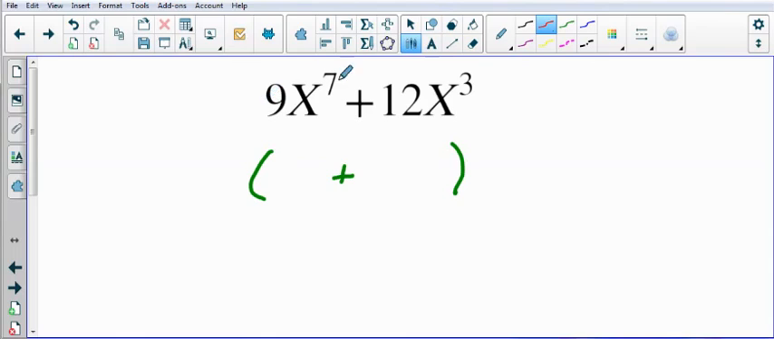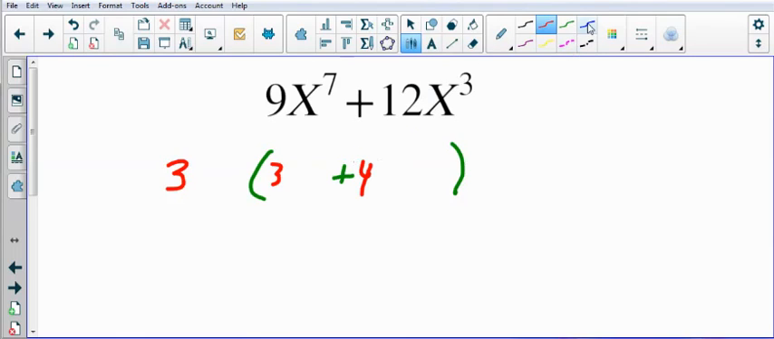So what's the greatest common factor of 9 and 12? If you know, great. If you don't, write out your factors and then find the greatest common factor. Well, the biggest number that goes into both 9 and 12 evenly is 3. So we're just going to do the number part of it. 3 times what is 9? 3. 3 times what is 12? 4. All right, so there's the number part of it.